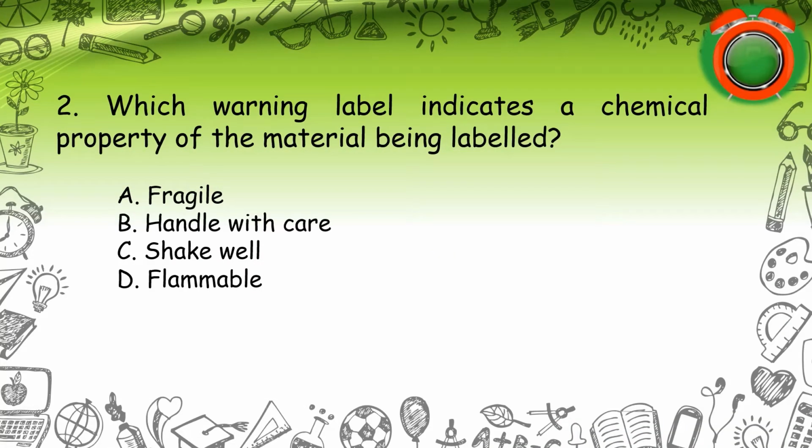Number 2 question. Which warning label indicates a chemical property of the material being labeled? A. Fragile. B. Handle with care. C. Shake well. D. Flammable.